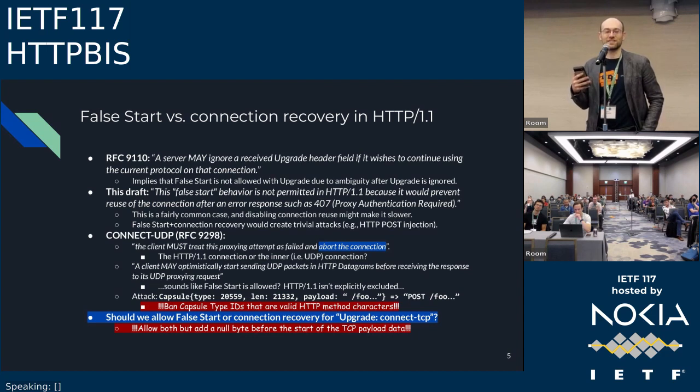Also, Connect UDP says that the client can optimistically start sending packets before receiving the response. So that sounds like this optimistic transmission is allowed. It doesn't explicitly exclude HTTP 1.1, although you could argue maybe it's implicitly disallowed. But if it is allowed, then there's potential for some very weird stuff here, where you could have request smuggling due to disagreements about what protocol we're speaking.